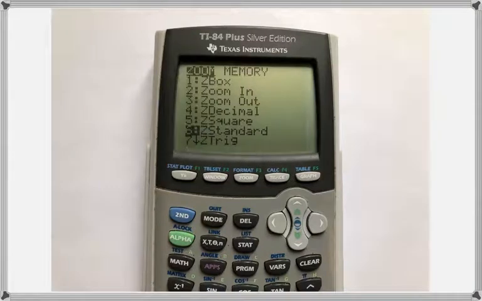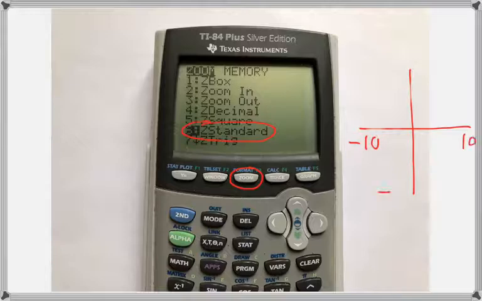So then you should press zoom, and this is because we want to make sure that our window is correct. So if you go to the zoom menu and go down to 6, which is zoom standard or Z standard, what this will do is make sure that your graph is on a -10 to 10, -10 to 10 grid. So we're going to be changing our window a lot throughout this course, but we can always reset it back to the -10 to 10 standard window by pressing zoom and then Z standard.